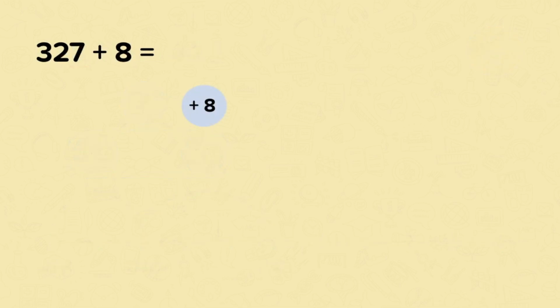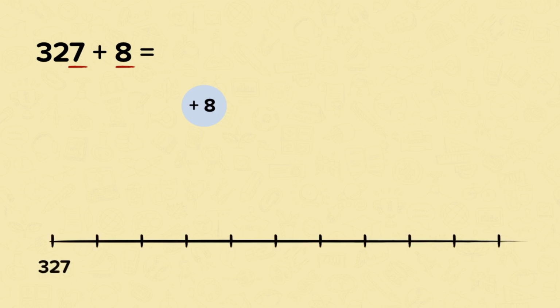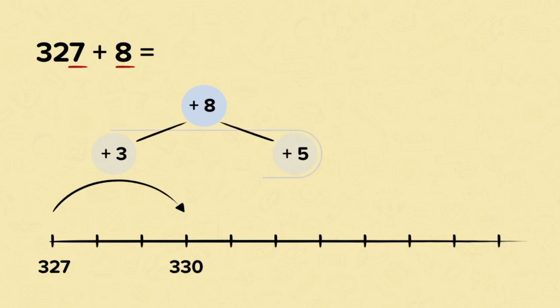327 add 8. Again, let's focus on the ones. We've got 7 add 8. Now that's more than 9, so again we need to bridge through 10. So starting from 327, we'll add 3 to get us to the next 10, which is 330. So we now need to add another 5 so that we can add 8 in total. And 330 add this 5 is 335. And this is our answer.